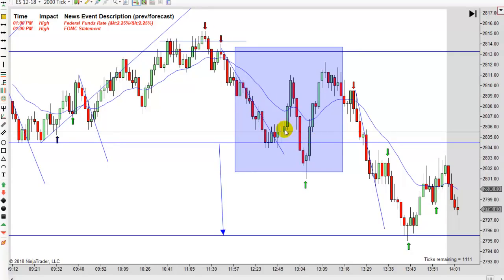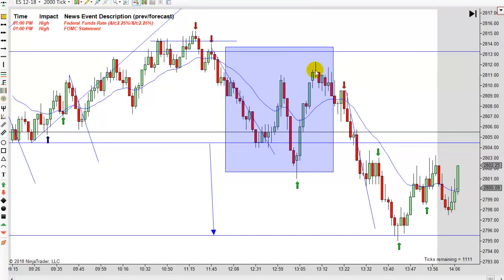So the only one I really like in this trading hour here, during the FOMC announcement, is this one right here. Maybe take that one. And then notice we make a high, a lower high. We push through the EMA, a failed second entry long, a nice bearish bar. I like that one.